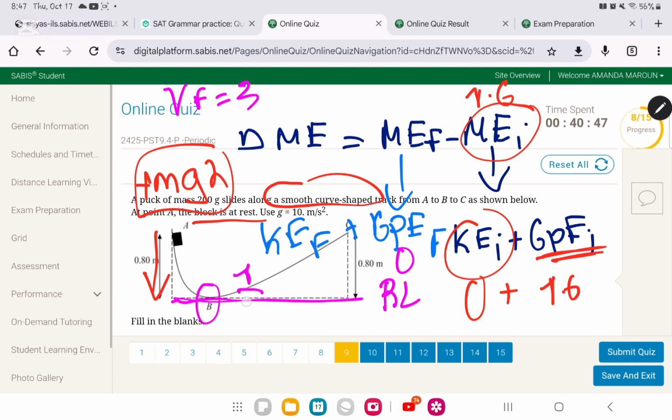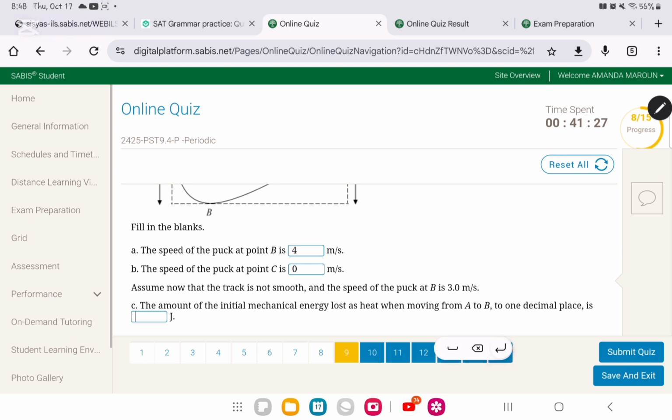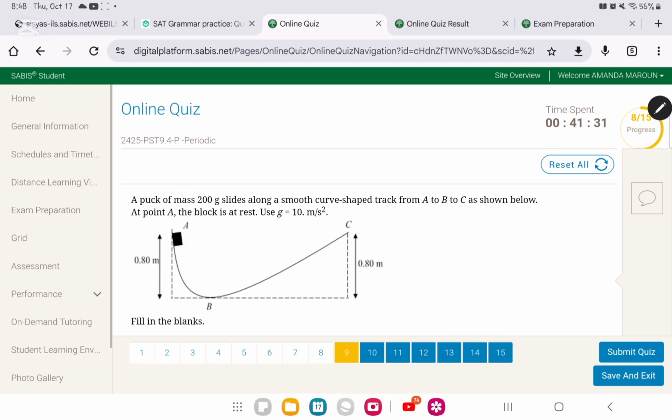Now we will do 1 over 2 times 0.2 times 3 squared plus 0. If you do it on your calculator, you are gonna get 0.9. So the mechanical energy final is 0.9. You can do 0.9 minus 1.6 and then you will get minus 0.7. So over here it is minus 0.7 joules. Now let me explain the second way.